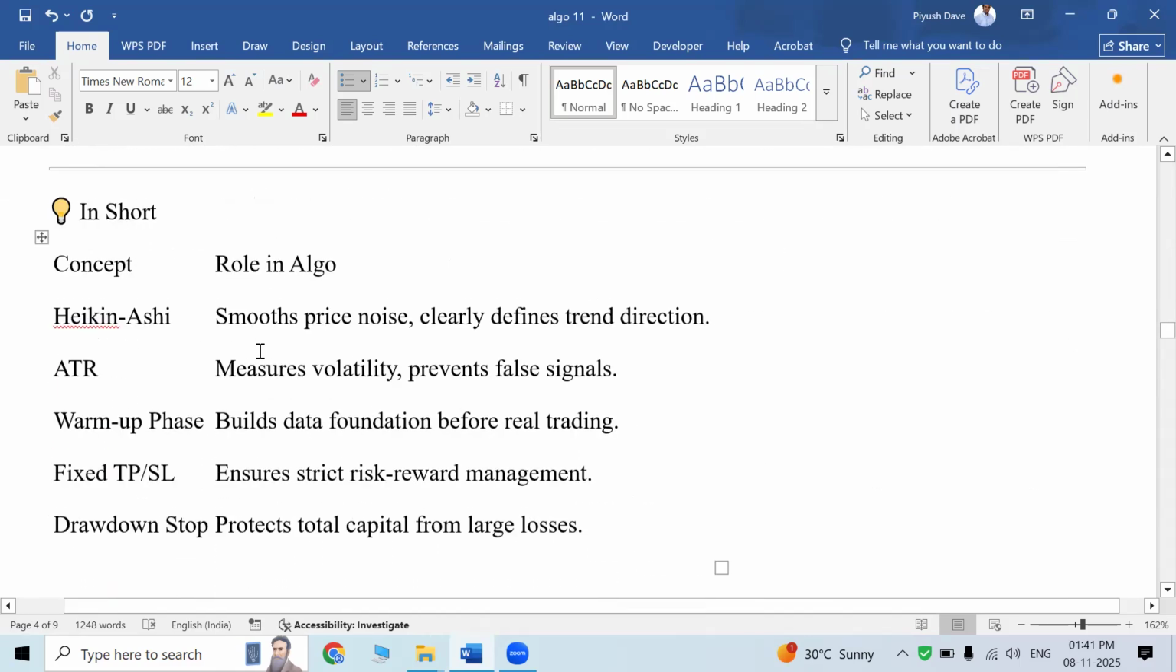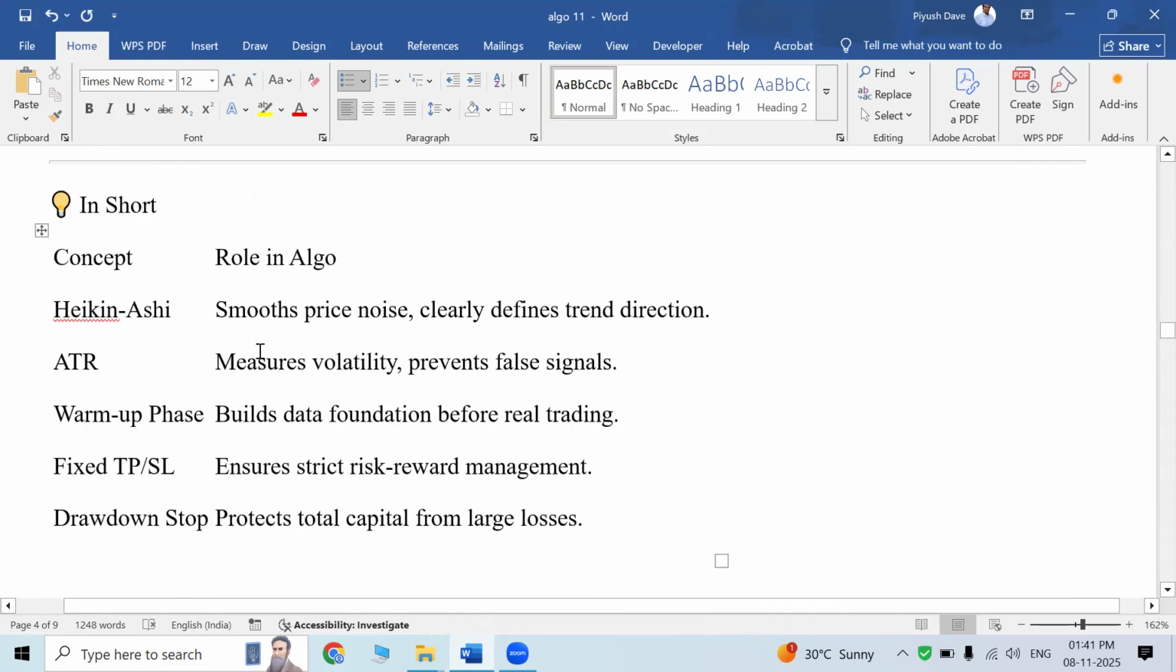So it's a very smooth price calculation, no noise. ATR also helps the algorithm find the volatility. The warm-up phase, that means continuously collecting the data, will help us understand real trading also. And the drawdown will save our capital. Now I'm going to show you this in an actual simulation environment.